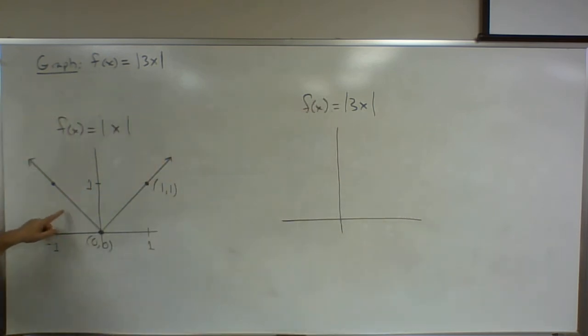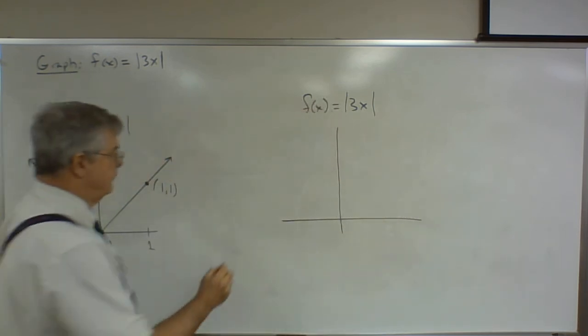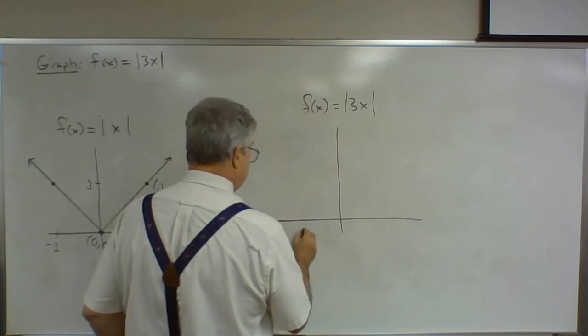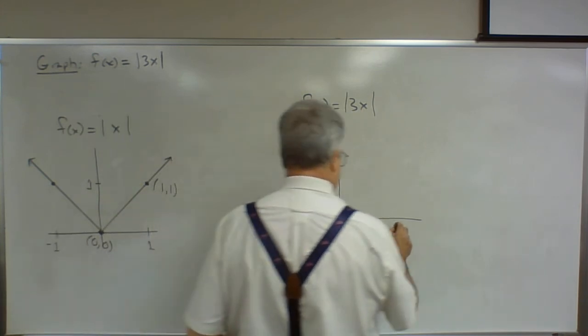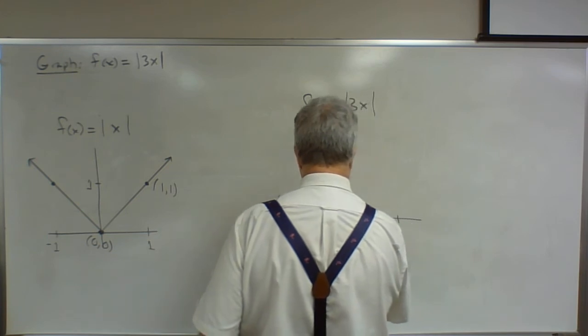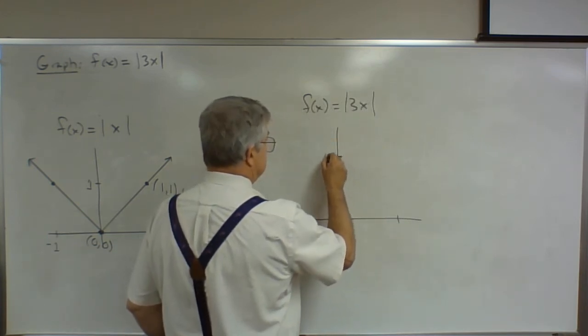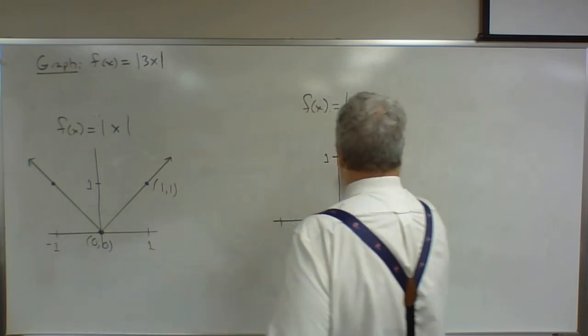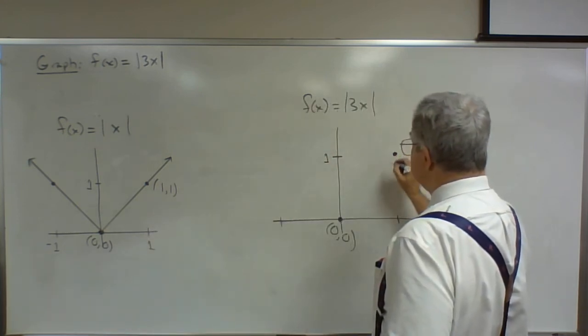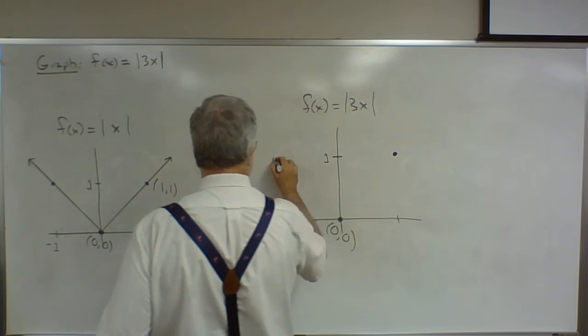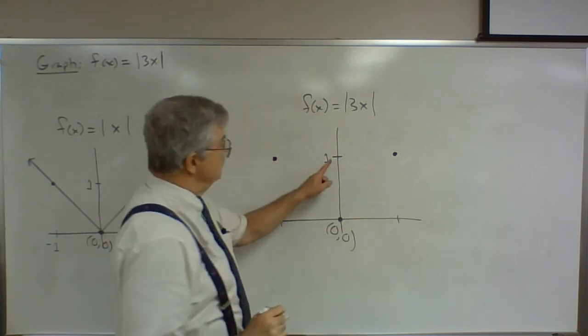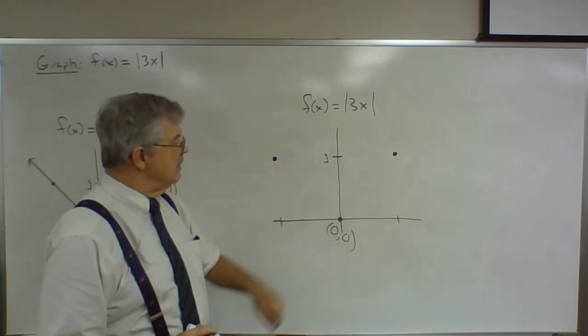That's what I'm thinking. So I'll graph f of x equals absolute value of 3x. I'm going to use this as my model. Vertically, I don't expect the graph of the function to change. So I'll take the liberty of putting 1 and 0 here.